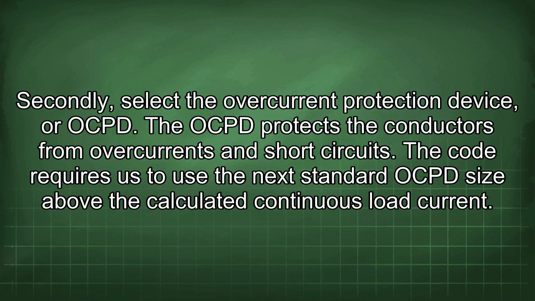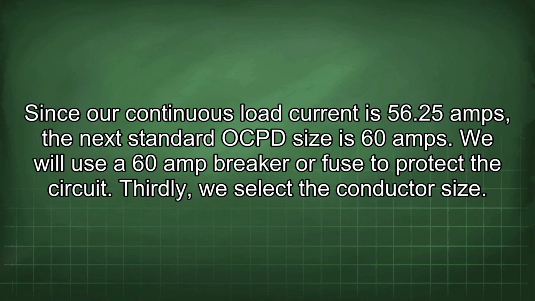Secondly, select the overcurrent protection device, or OCPD. The OCPD protects the conductors from overcurrents and short circuits. The code requires us to use the next standard OCPD size above the calculated continuous load current. Since our continuous load current is 56.25 amps, the next standard OCPD size is 60 amps. We will use a 60 amp breaker or fuse to protect the circuit.